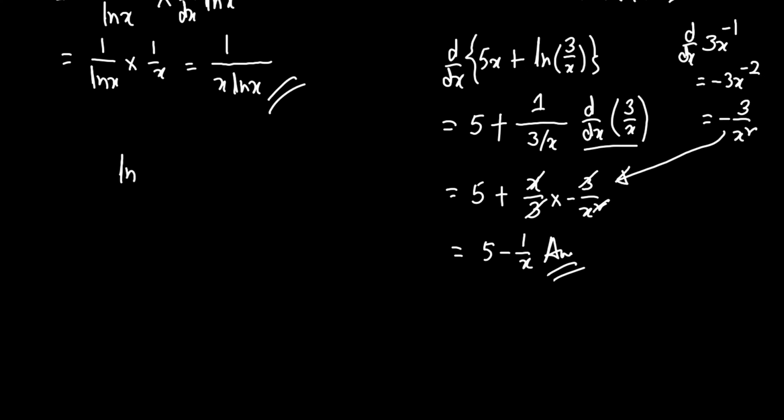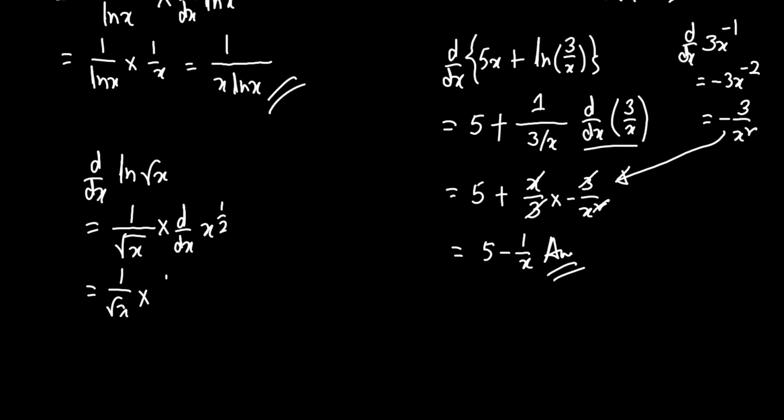Say if it is written there ln root x, how to differentiate it? Similar procedure. First we are going to differentiate as a ln, which we got from here as the basic rule, and d by dx of x to the power half. And x to the power half, if we differentiate, we know that half comes in front of it, and from half we need to subtract 1, which gives us minus half.